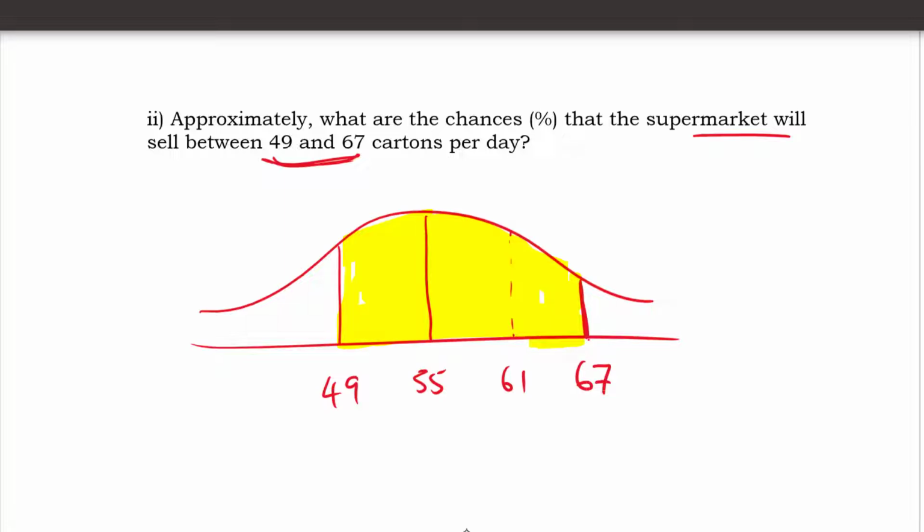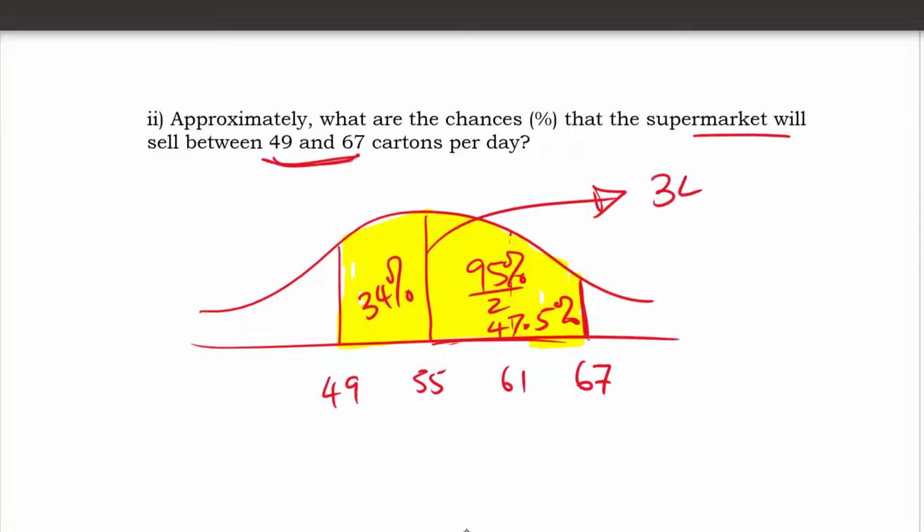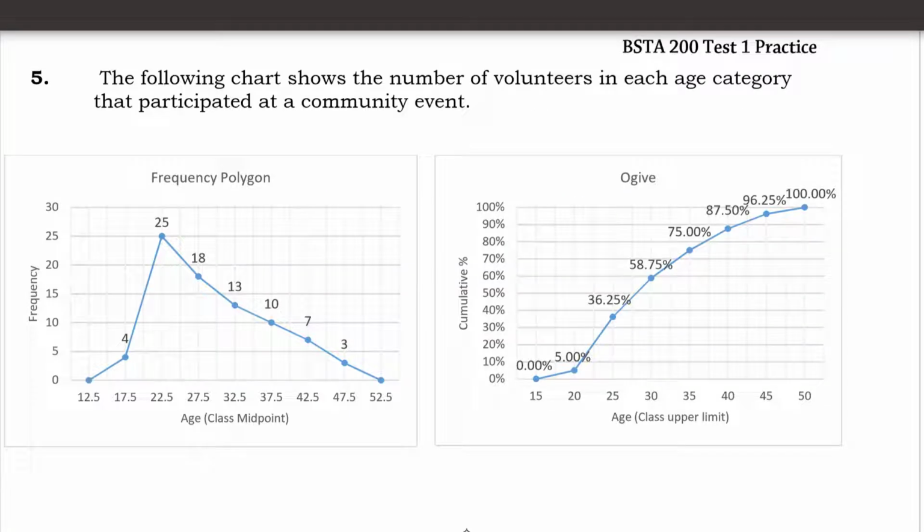So according to the rule, again, we know that 34% of the values will be here. From 55 to 67 is going to be half of 95%. So that will be 95% over 2, which will be 47.5% contained in there. So if we want the total area here, we're looking at 34% plus 47.5%. And that will give us 81.5%.